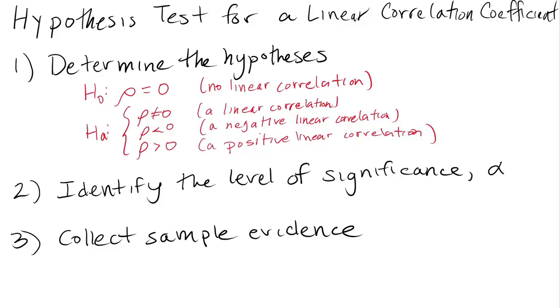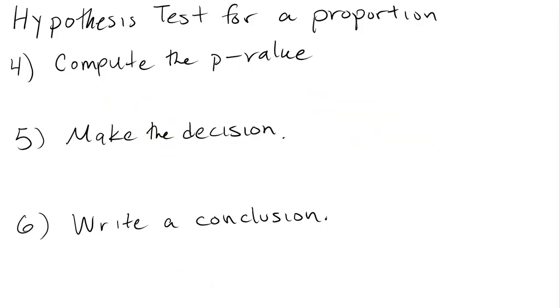Step 3 is to collect the sample evidence, and here it will just be the raw data, the list of x values and the list of y values. In the video lecture, I'm always going to use L1 for the x list and L2 for the y list, but you could use other lists if you wanted to. You'll just have to adjust what you put into the calculator function. That calculator function is called LinRegTTest, and that's what we're going to use to calculate the p-value. LinReg stands for linear regression, T because we're using the t-distribution, and test because it's a hypothesis test.